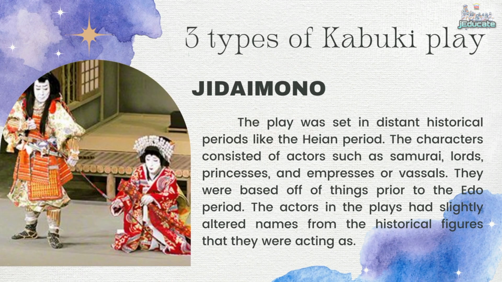Jidaimono. The play was set in distant historical periods, like the Heian period. The characters consisted of actors such as samurai, lords, princesses, and empresses, or vassals. They were based off of things prior to the Edo period. The actors in the plays had slightly altered names from the historical figures that they were acting as.